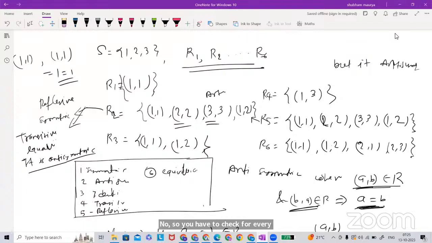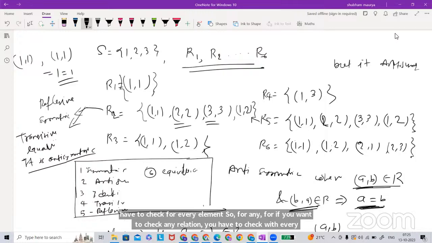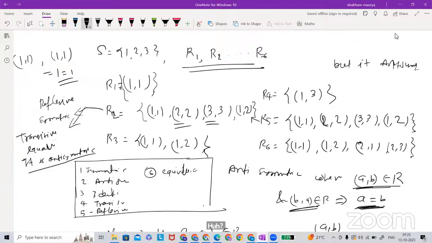Every element. You have to check for every element. So, sir, if you want to check any relation, you have to check with every element. Sir, if A and B are equal, then it is antisymmetric, or if they are not equal, then it is symmetric. Then no, this relation is not symmetric.